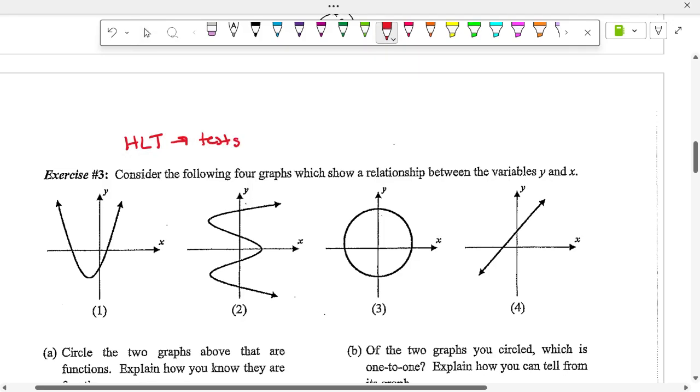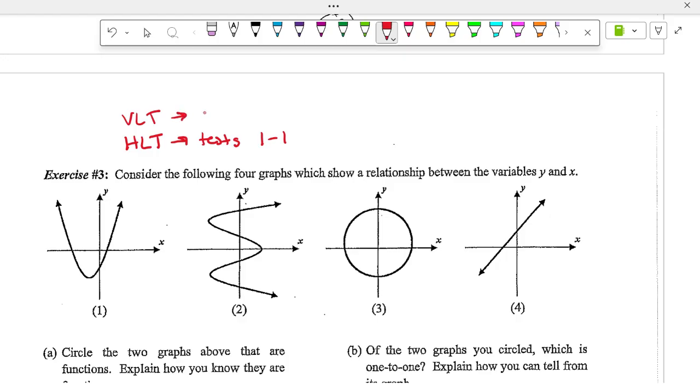So it tests for one-to-one. Vertical line test just tests if it's a function. So you always start with the vertical line test first, because sometimes you will run into situations where it passes the horizontal line test, but not the vertical. So always start with the vertical line test, because if it's not a function, you don't even need to bother with the horizontal line test.